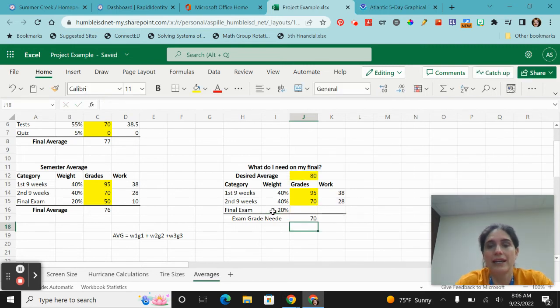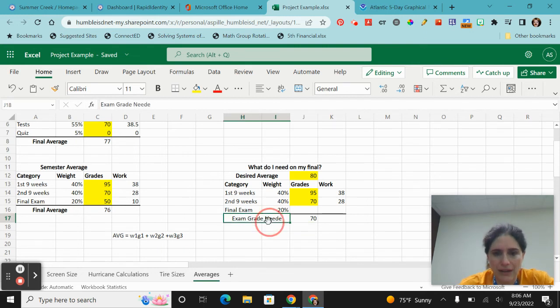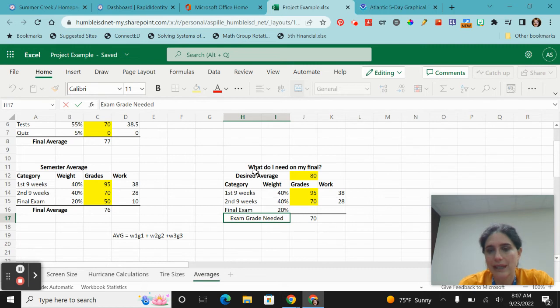So in order to get an 80, if I got a 95 the first 9 weeks and a 70 the second, in order to get an 80 average, I would need to get a 70 on the final. So that's how we would do that.